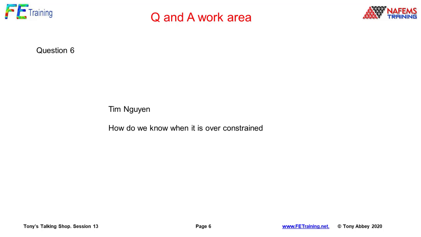Tim says, how do we know when it's over constraint? I'm afraid it's really engineering judgment. We've got to look at something like my beam with the supported ends, the channel sections, and it's really a judgment call as to whether we think this should be fully built in, should be simply supported, or somewhere in the middle there. And I think that's why I say it is really the most difficult thing to do, Tim, in other words, applying boundary conditions, because what is the real world doing?